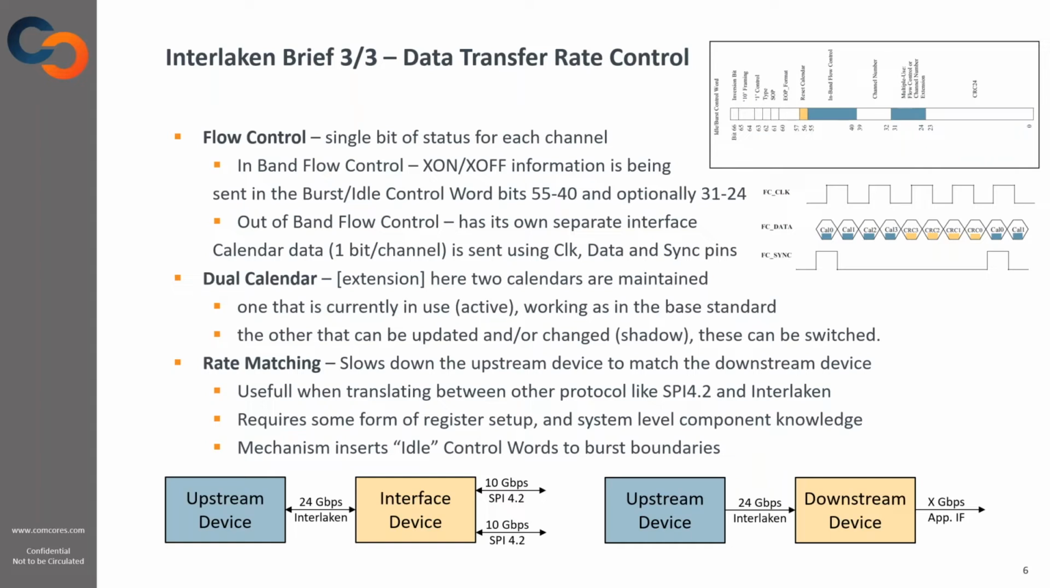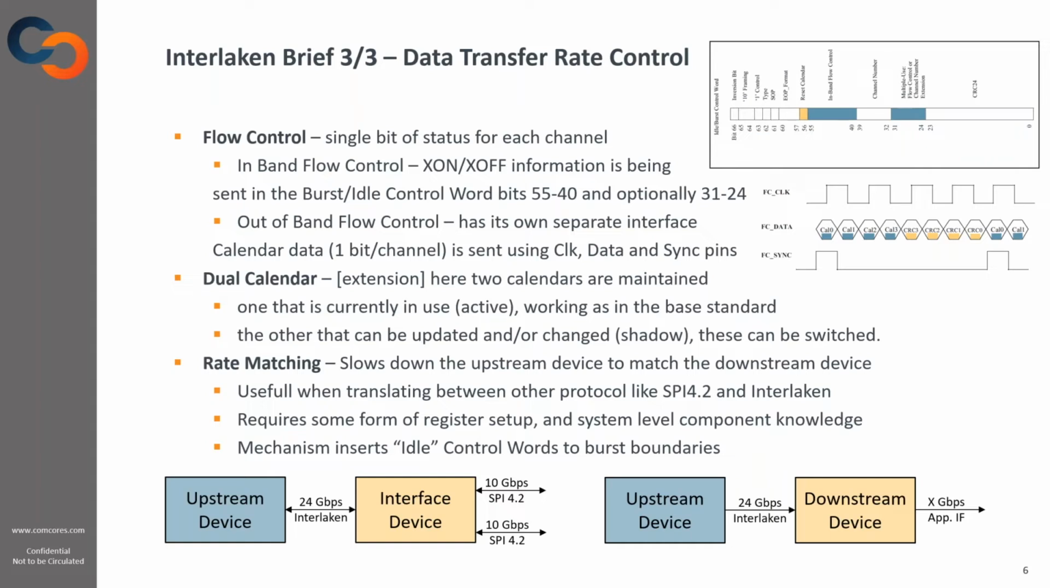The dual calendar extension we mentioned before also deals with flow control. Normally the set of on and off bits is called a calendar, and with dual calendar you keep a second copy of that, called a shadow one. So there's an active one, and then there's a secondary shadow one that you can modify while the link is operational, and then at a single instance in time switch the active for the shadow, so basically change the configuration while it's running.